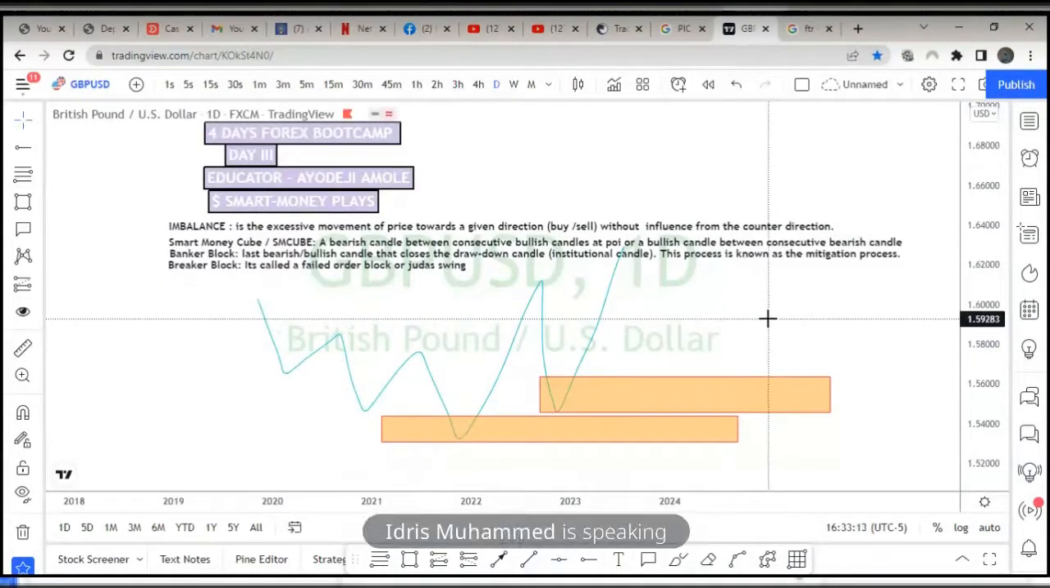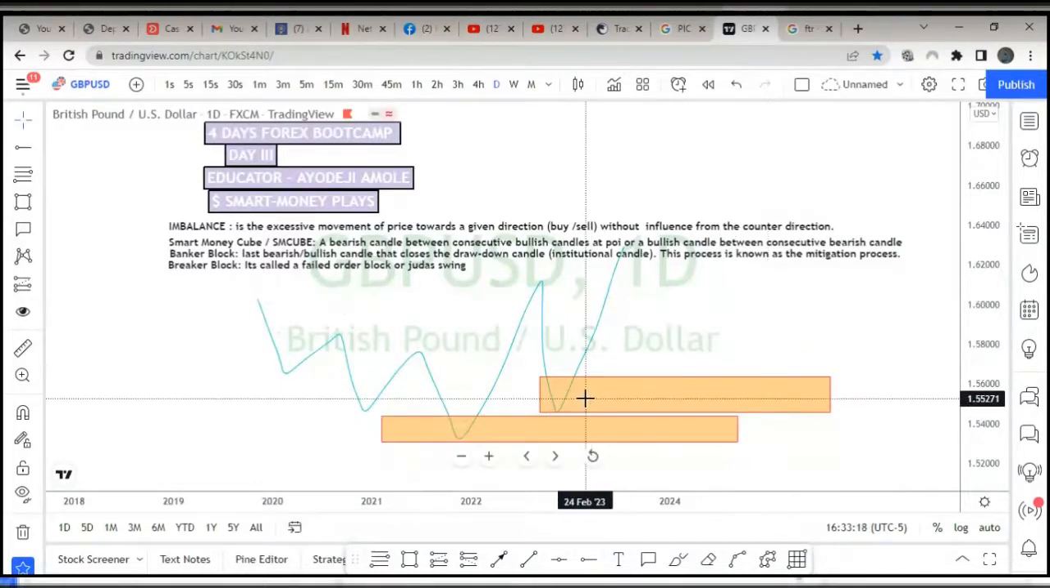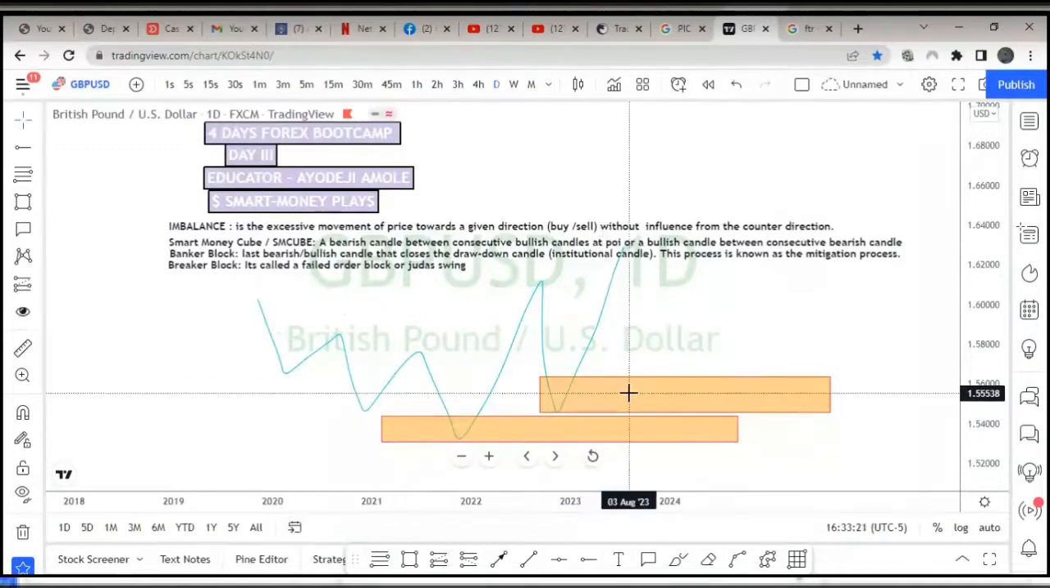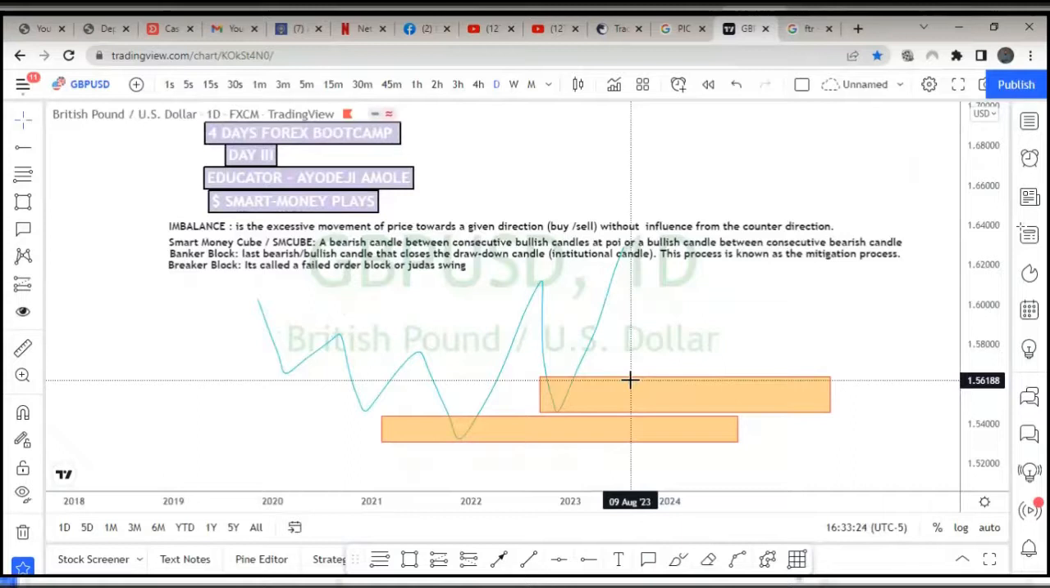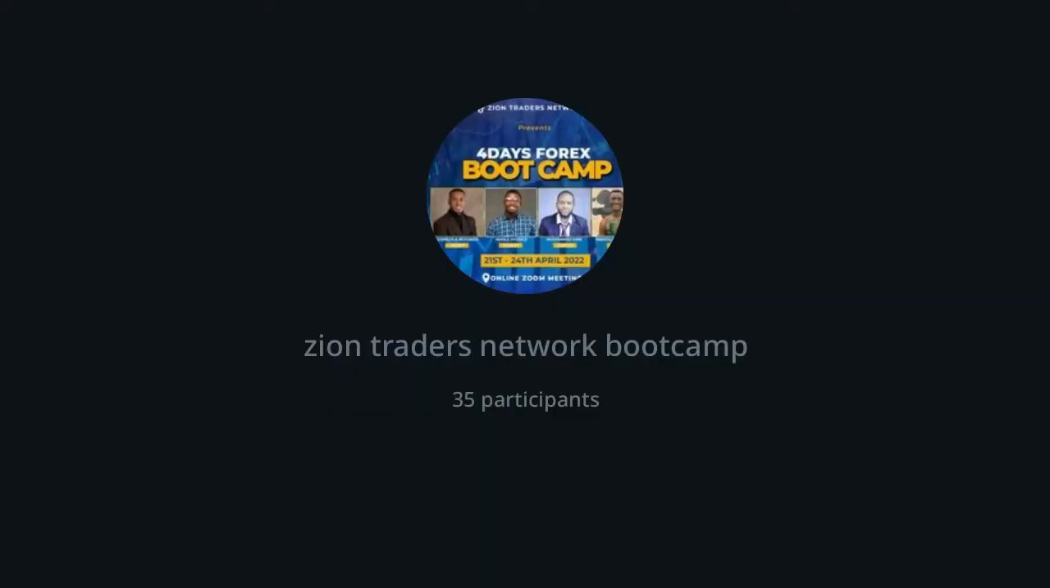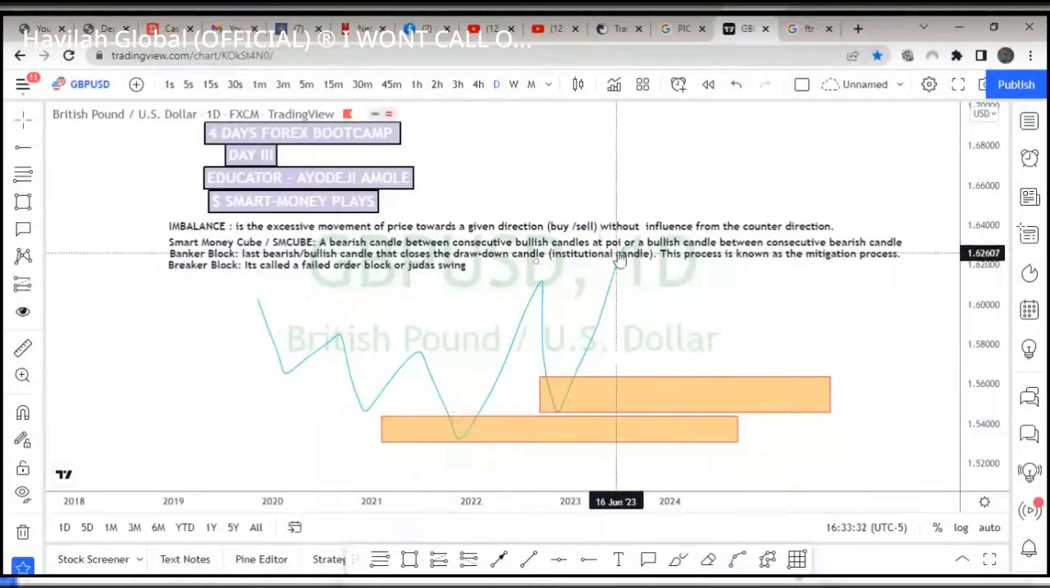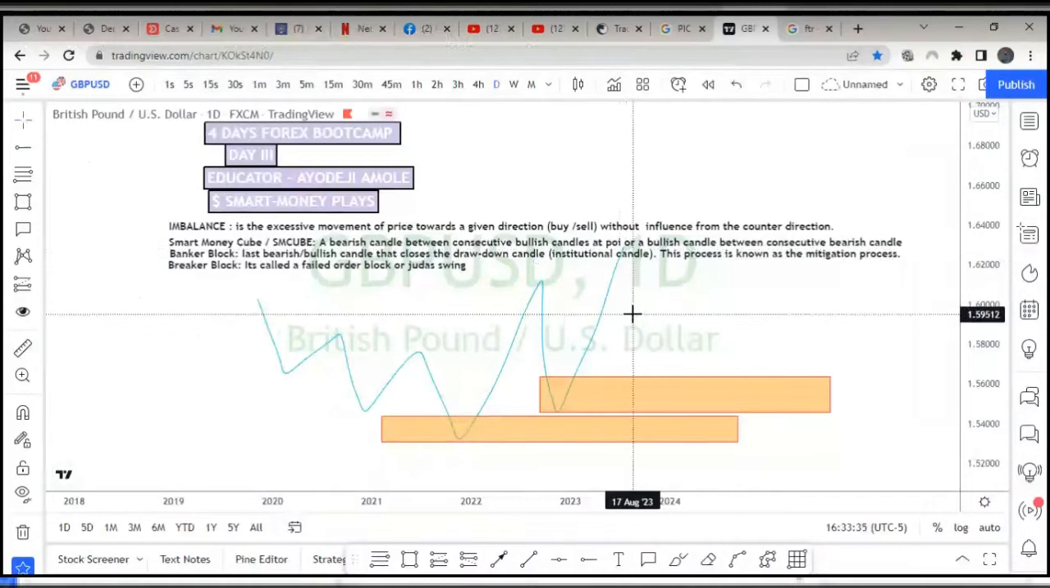Do they come back to mitigate this banker block again, or they don't come back again? We expect this banker block now becomes your POI, sir. It's a block. It will surely attract price. That's their work. The job description of blocks in your chart is to attract price. They are like magnetic zones. They attract price back. That's where you can now set your trap and your nets, and then you just follow the ride.